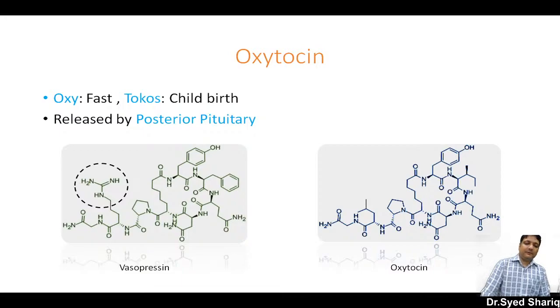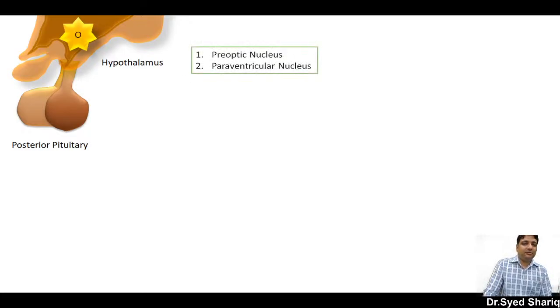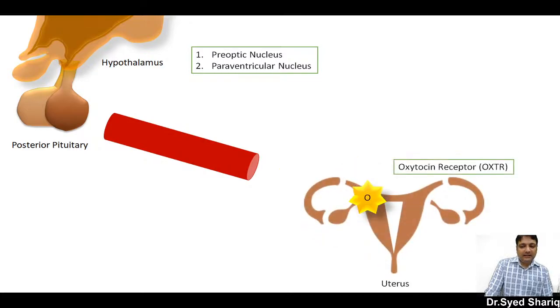And therefore, oxytocin possesses a lot of the actions of vasopressin also. Although they are not that efficacious, they do possess the effects of each other. Oxytocin is synthesized in the preoptic nucleus or the paraventricular nucleus of the hypothalamus. It gets stored in the posterior pituitary. You all know this from your physiology classes. Then it is released into the blood, and it reaches your uterus. In the uterus, it binds to the oxytocin receptors.